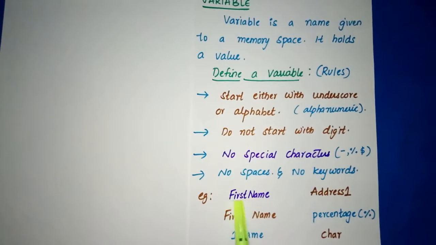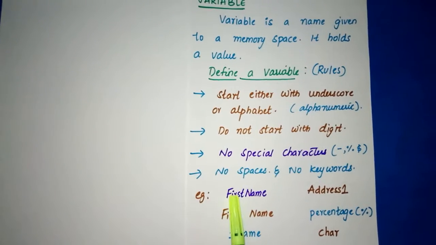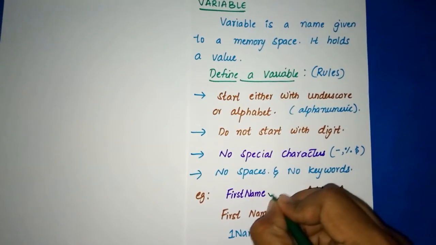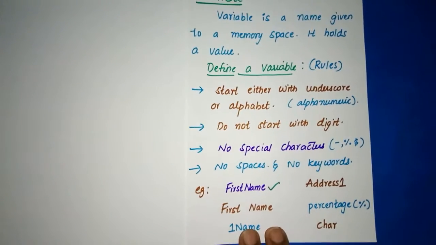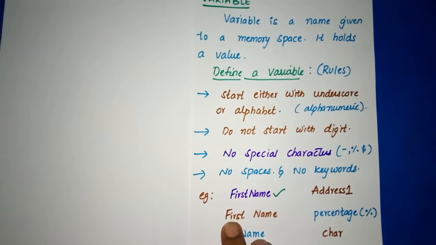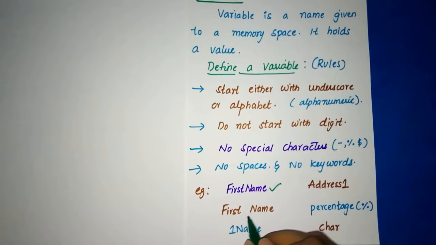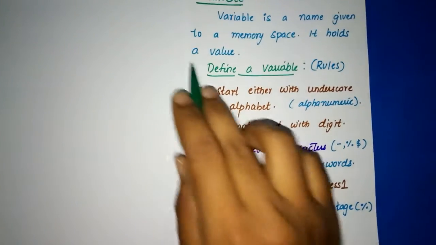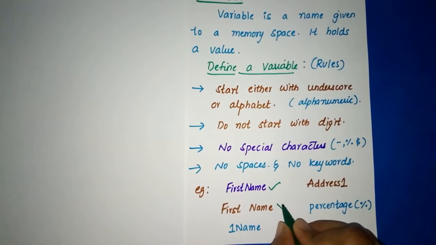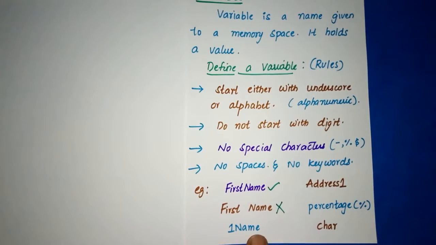So how do you write it? You write it like this: firstname. Do you have any space in this? No, there is no space. So this is a right variable, a perfect variable name. And for example, if you define it like this: first name, with a space in between. As per the rule, do you have a space in it? No, you shouldn't have any space. So this is a wrong definition of your variable.